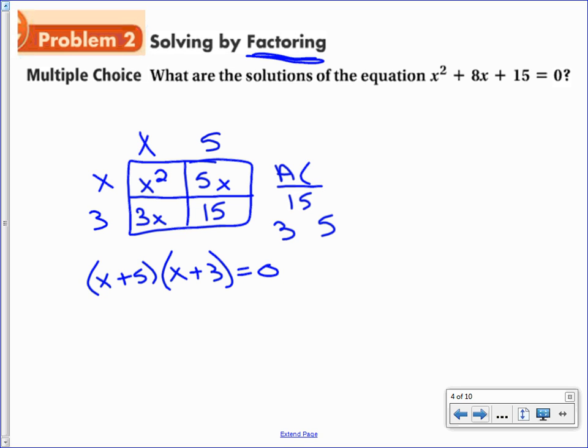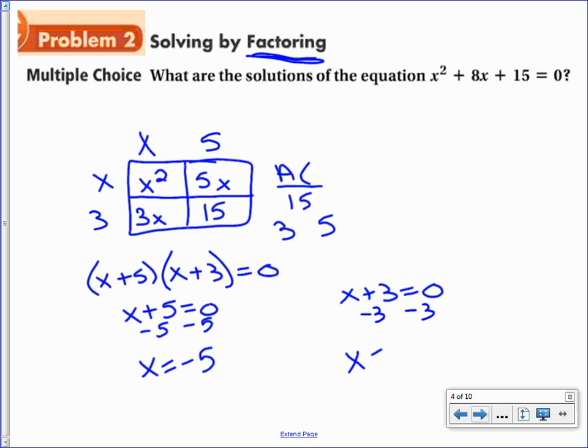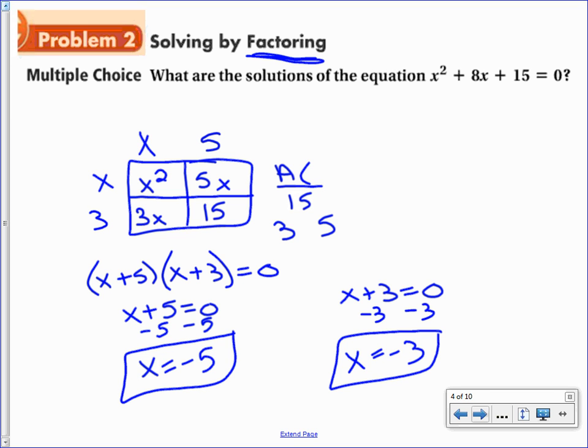And now, just like the previous problem, we want to separate them so we can solve for 2 answers. My first equation is x plus 5 equals 0. And over here, I'll go x plus 3 equals 0. Minus 5 from both sides. Minus 3 from both sides. And I got my 2 answers.